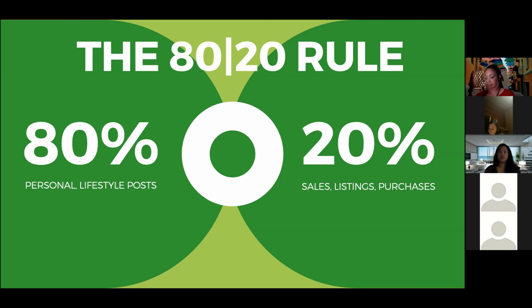And that leads me to the 20% of those posts, which should be sales, listings, and purchases. So those should solely be your client testimonials. They should be your listing posts, like new listing, my listing is going pending, now it's sold. And then, I helped this buyer get this beautiful home for 10% less than it was listing priced. So that should be 20%. They can merge together though, this 80-20 rule can merge.